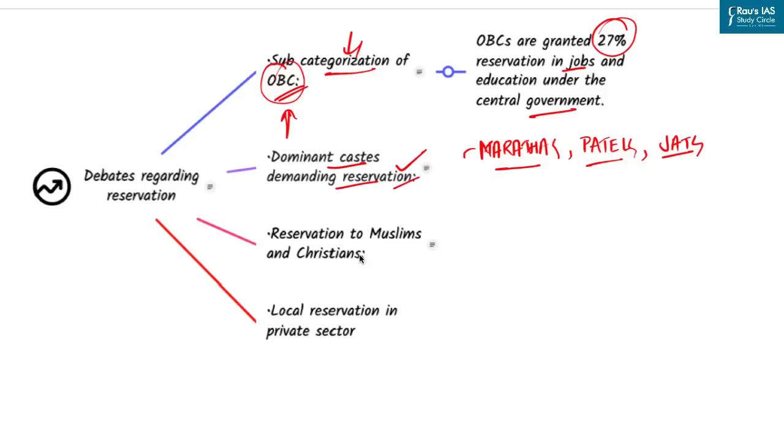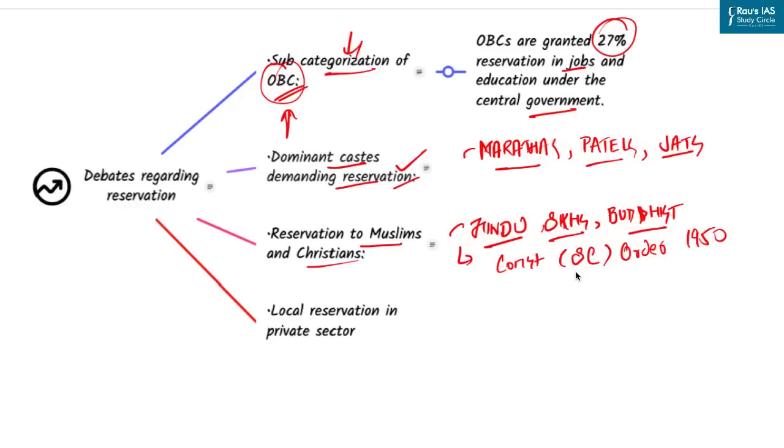Next, the debate revolves around reservation for Muslims and Christians. Currently, the constitutional right to reservation in jobs and education as a member of the SC community is extended only to people from Hindu, Sikh, or Buddhist faiths, in accordance with the Constitution Scheduled Caste Order 1950.